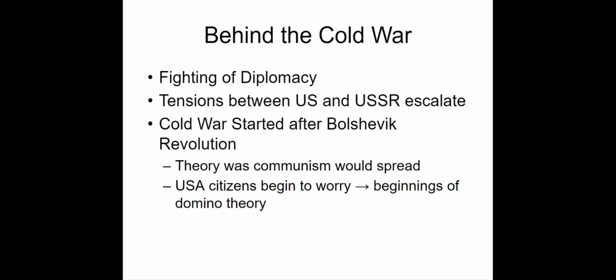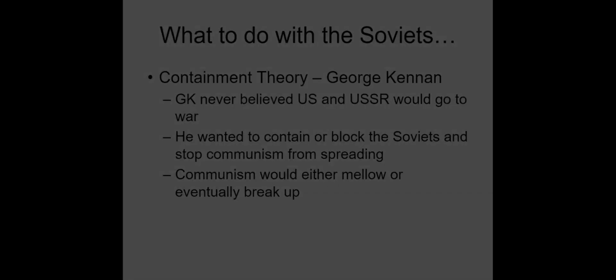The United States begins to worry that if the nations near to the Soviet Union fall to communism, that one by one, they're going to topple. And this is the beginnings of what we call domino theory. And this is going to be one of the reasons we get involved in conflicts in Korea and in Vietnam. It is this fear that if one country falls, then the next will fall, then the next will fall.